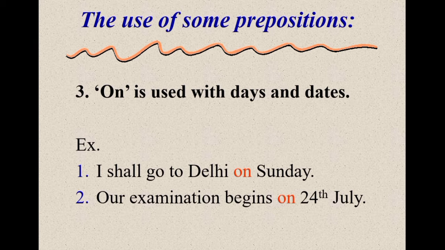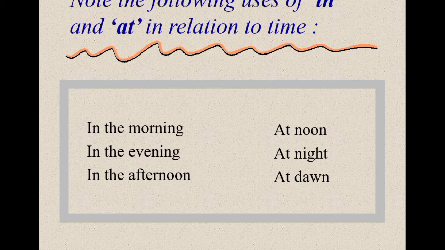So on is used with the days and dates. Now the next, note the following uses of in and at in relation to time. Here we have some confusing words. In the time relation, what we have to use, in or at. So in the morning, in the evening, in the afternoon, you can use the preposition in, and for noon, night and dawn, you can use at noon, at night, at dawn. Okay.